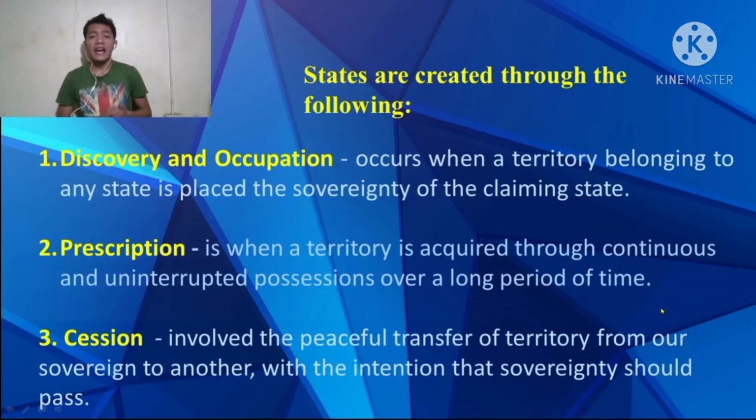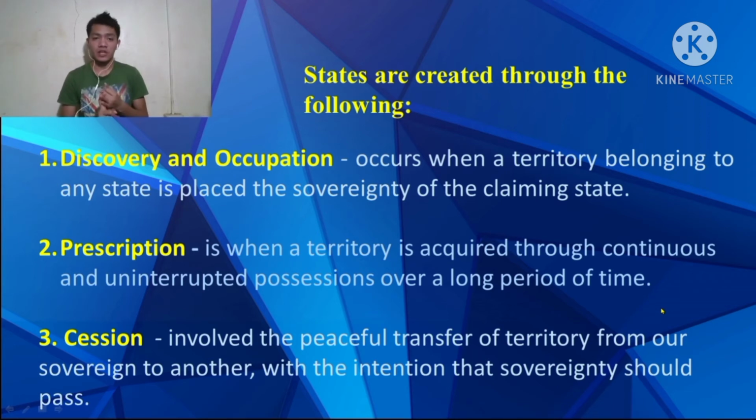So now we will tackle how states are created through the following. First, the states are created through discovery and occupation. It means that it occurs when a territory belonging to no state is placed under the sovereignty of the claiming state. So let's say, for instance, if a particular state discovers a particular land with no inhabitants, then they have the power to make a title and claim it as their own. That is discovery and occupation.